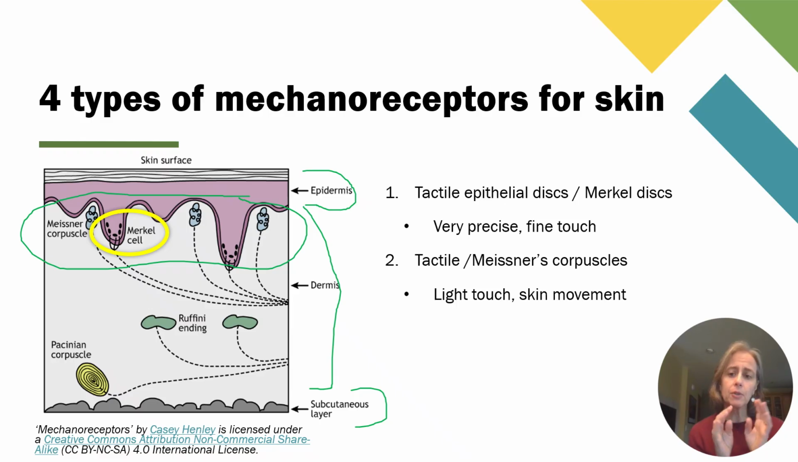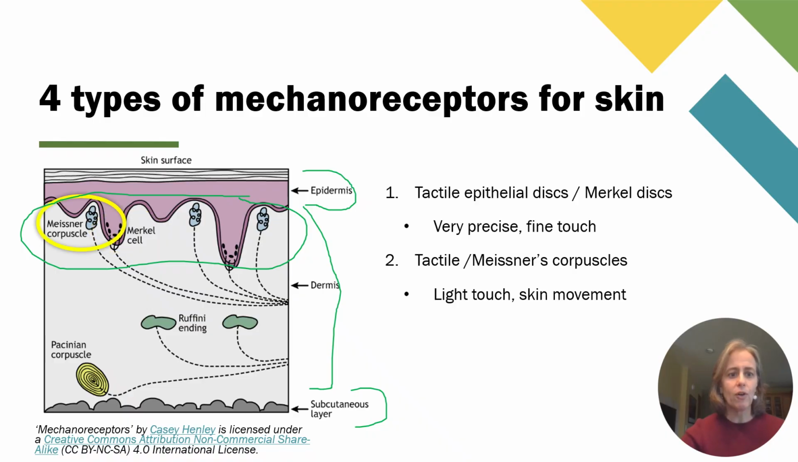So these Merkel cells or tactile epithelial discs are for very fine, precise touch information. When you're feeling the texture of an object and you feel the faintest little ridges in it, you can thank your Merkel discs or your tactile epithelial discs for that. They're very good at discriminating very precise, minute differences in surface. So those are the Merkel discs.